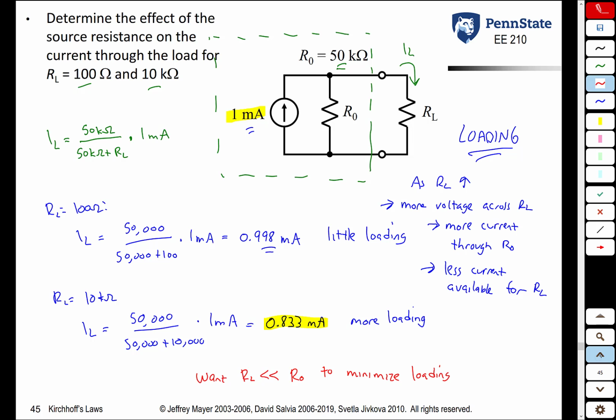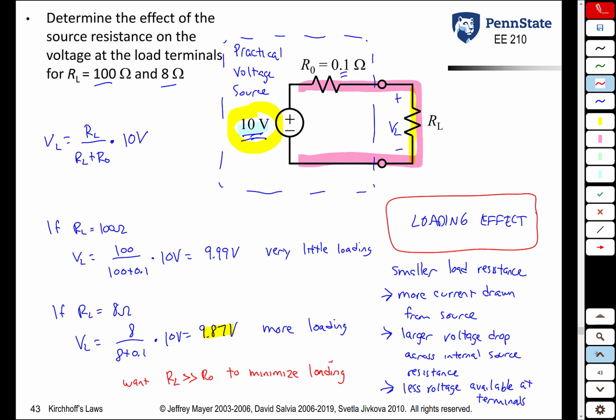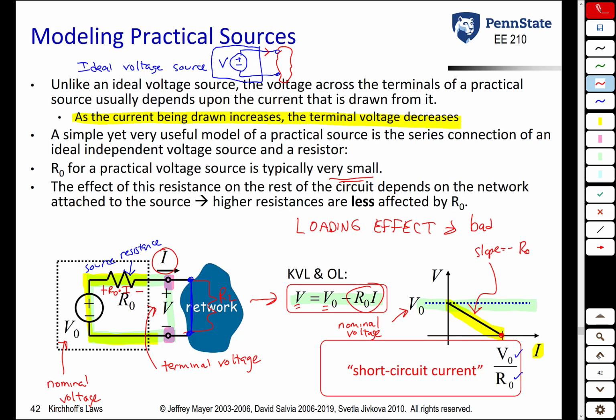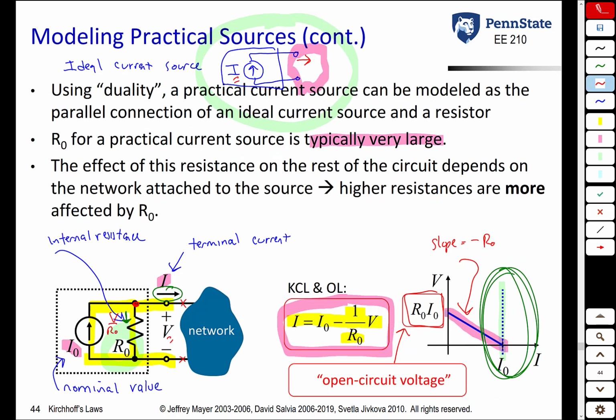So once again, in a practical voltage source, R naught is going to be very small, and we want the load resistance to be much larger than R naught to minimize the loading. In a practical current source, R naught, which is a parallel resistance, is going to be very, very large, and we want the load resistance to be much less than R naught to minimize the loading.